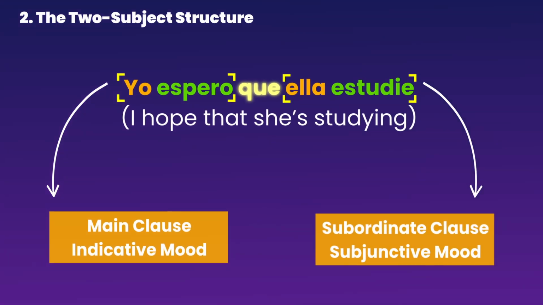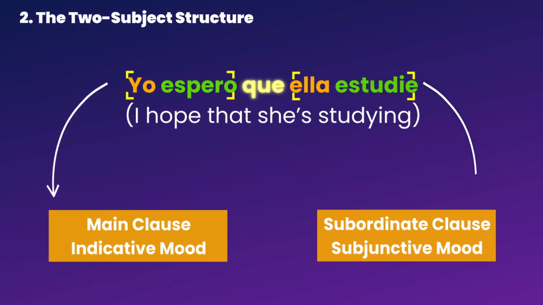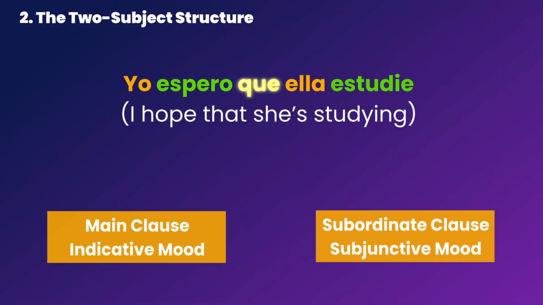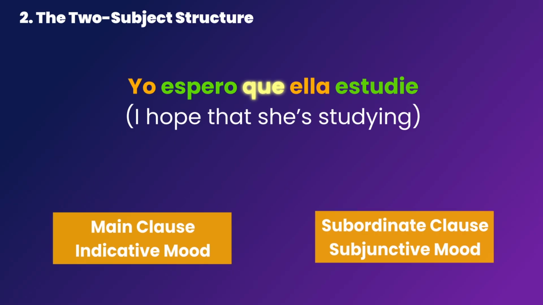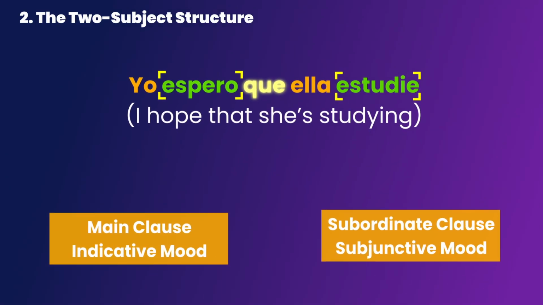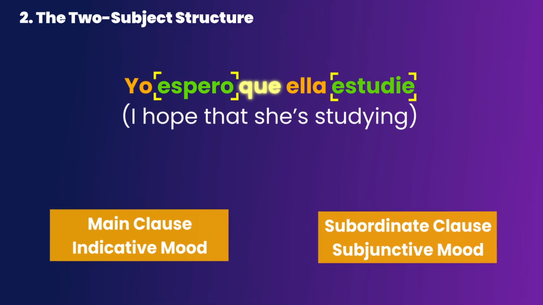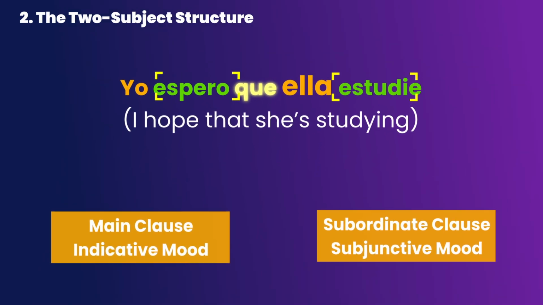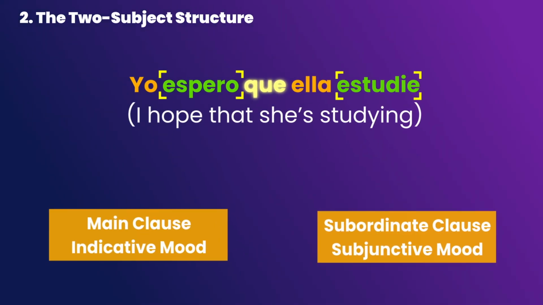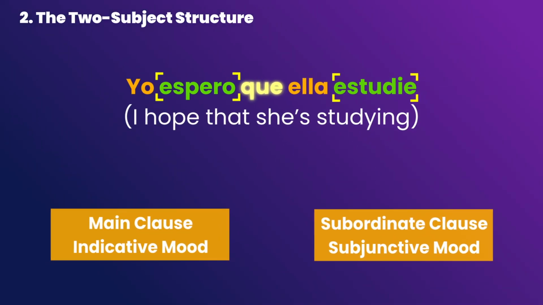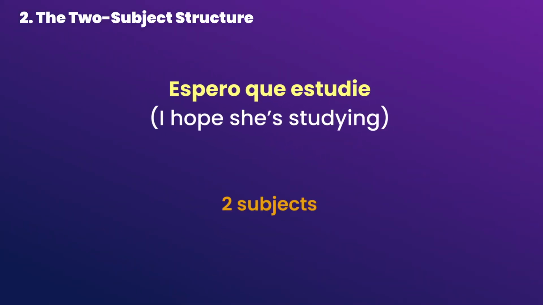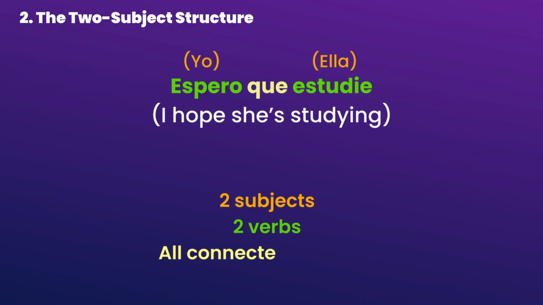This is why it's important to know the difference between the Spanish moods. In most cases, in order to form subjunctive, you will have to use both indicative and subjunctive. So in our current example, we have espero in the indicative mood and estudie in subjunctive. As you can see, I added pronouns yo and ella so that it's easier to see the difference, but please keep in mind that you have to recognize the subjunctive structures even when they look like this. Espero que estudie. Nothing changed, we still have two subjects and two verbs connected by que.